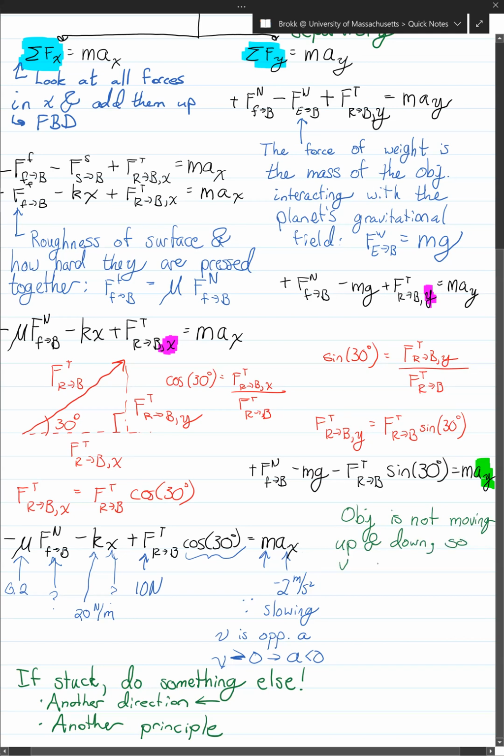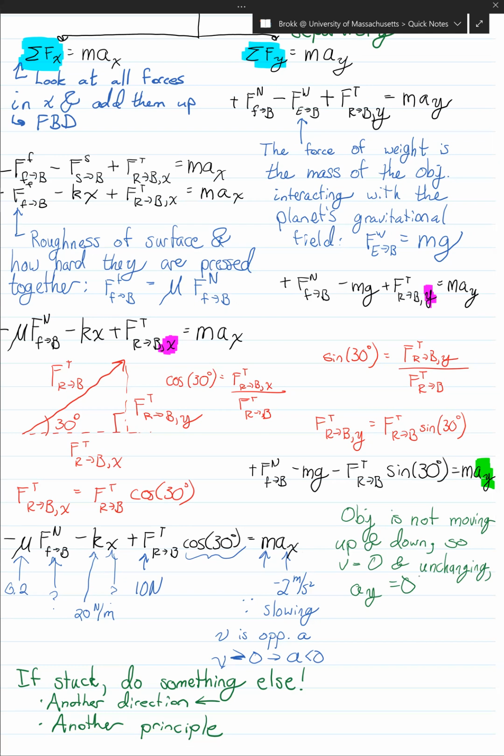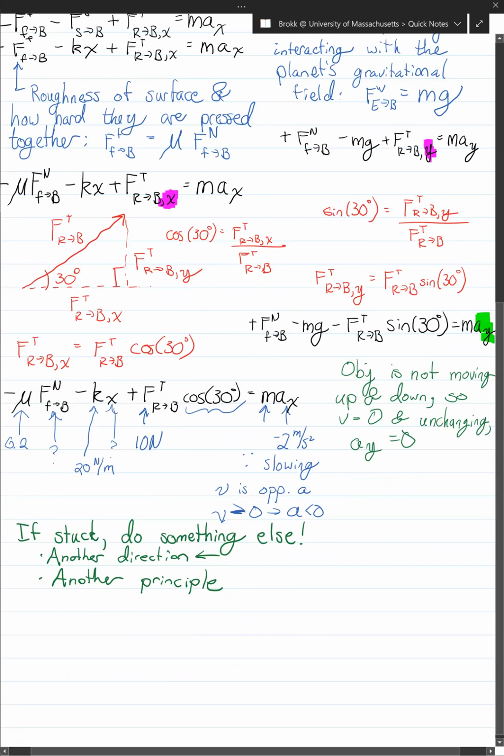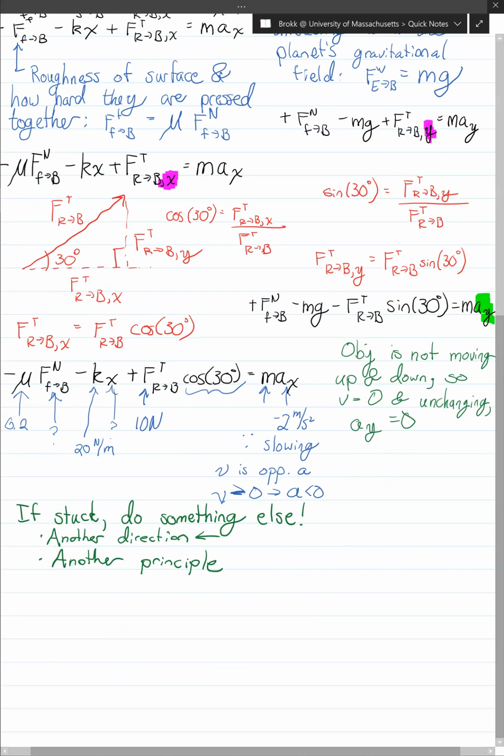So v_y is 0 and unchanging, which means a_y is 0. A lot of people will say a_y is 9.8 or something. No, no, no, no, no. Think about the motion. Acceleration is the change in motion, and this block is not moving up and down. So its acceleration in y has to be 0. So that simplifies our lives quite a bit.